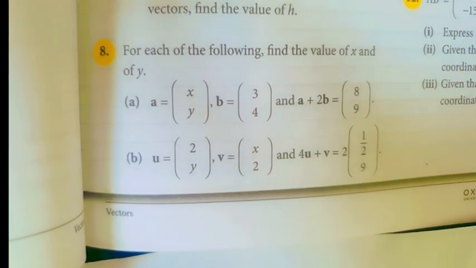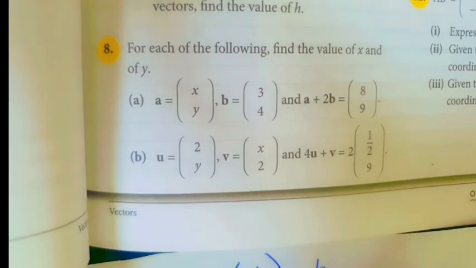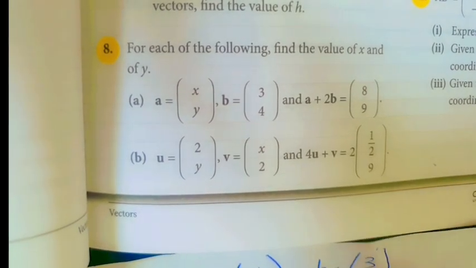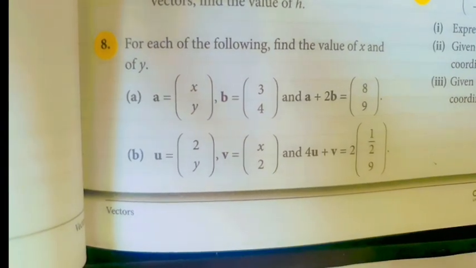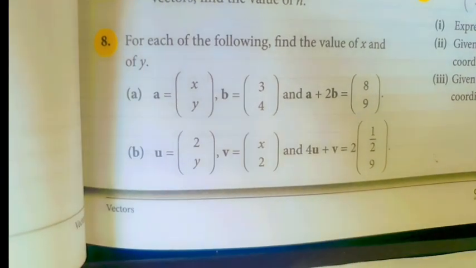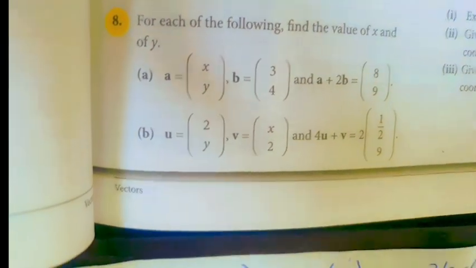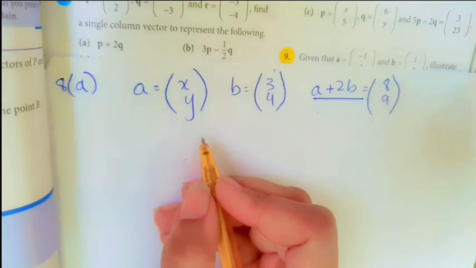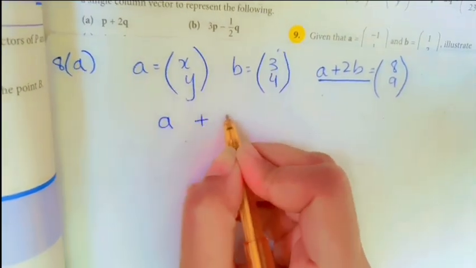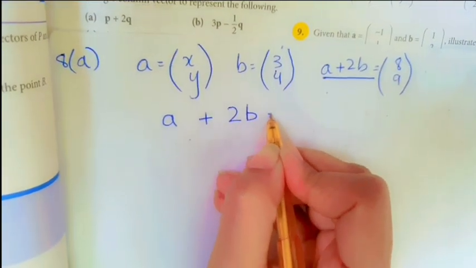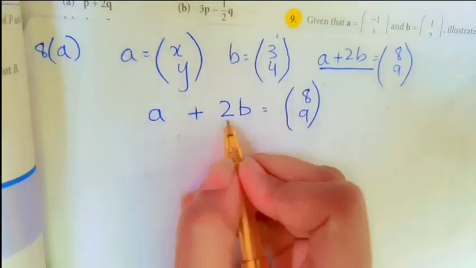Move to part A. A is equal to (x, y) and B is equal to (3, 4). What we have to find out: A plus 2B is equal to (8, 9). We have to find out the value of x and y. So first of all, we are going to use the equation. A plus 2B is equal to (8, 9). So we have to work on this equation.